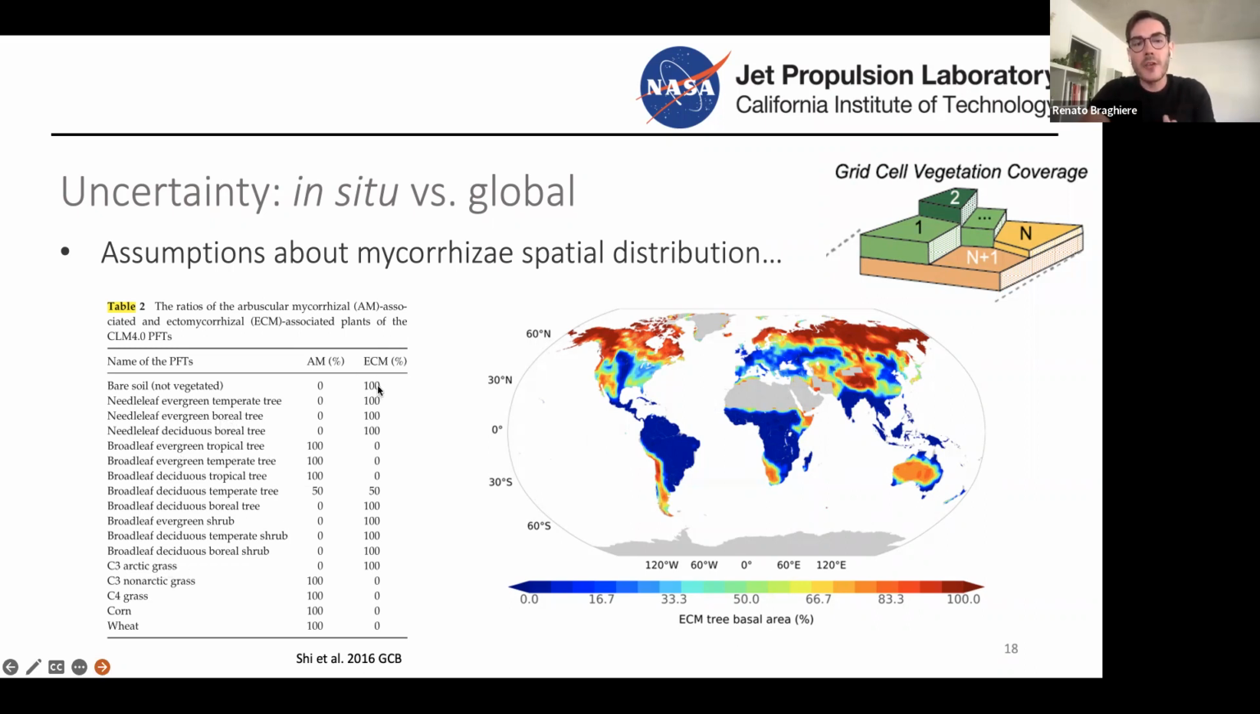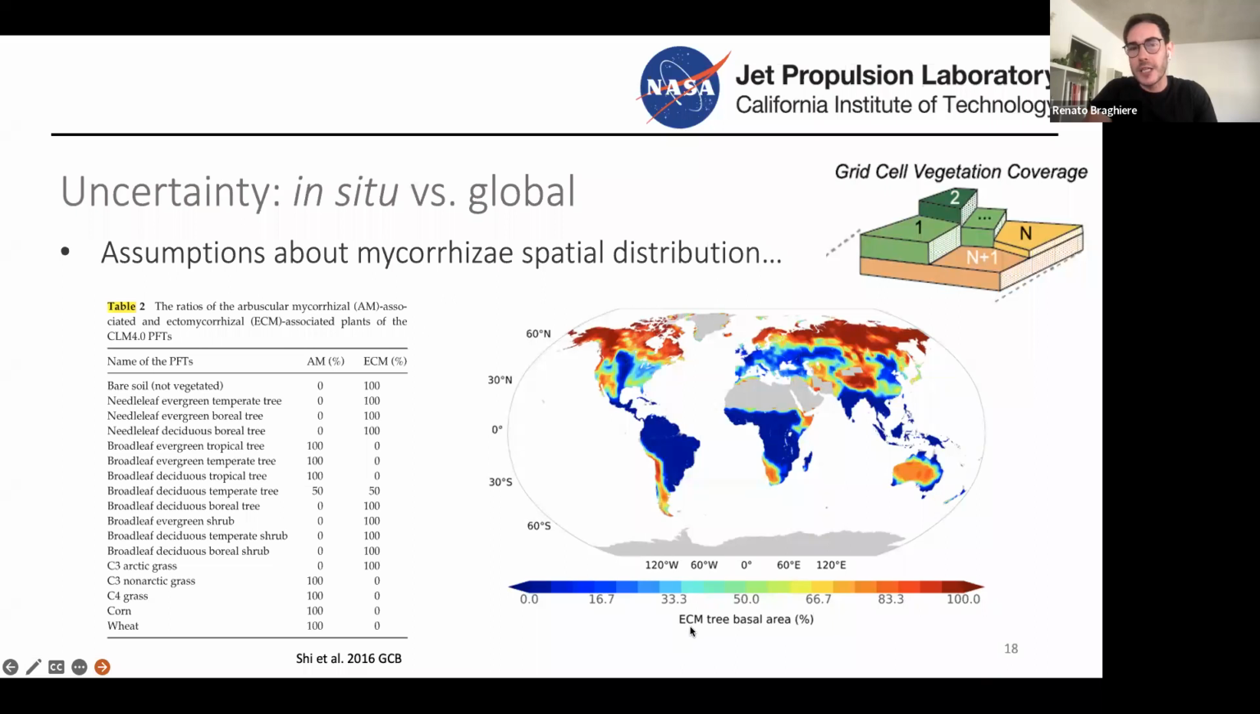And so by having that concept, we know that it is kind of a consensus that ectomycorrhizae is mostly in the extratropics. So let's give 100% to all the plant functional types that are mostly in the extratropics, like, for example, a needle leaf, evergreen, boreal, tree forest. And so when we plot this spreadsheet onto the global map, we get a result that looks like this.